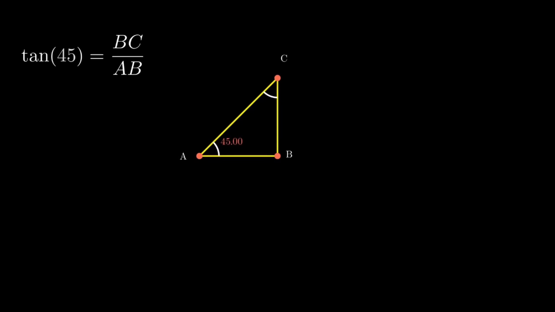Now to find the value of tan theta at 90 degrees, let's consider the right triangle initially at 45 degrees. Now increase the value of theta to nearly 90 degrees. Now we observe that the length of AB becomes 0, so tan 90 degrees is infinity or not defined.